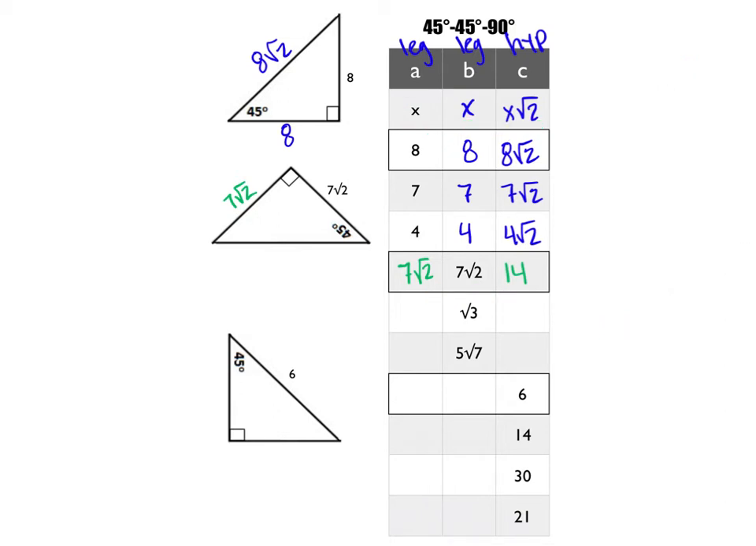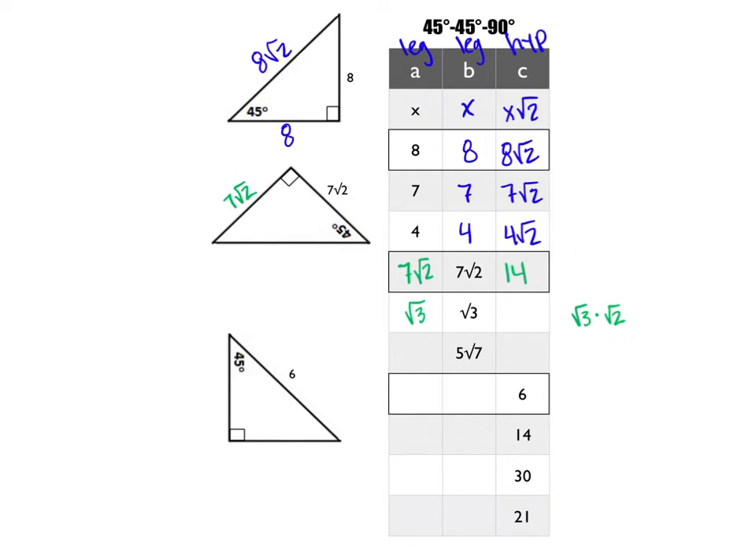Okay, so let's look at the square root of 3. If one of my legs is square root of 3, the other leg will also be the square root of 3. And the hypotenuse is going to be the leg times the square root of 2. It's always the leg times the square root of 2, right?